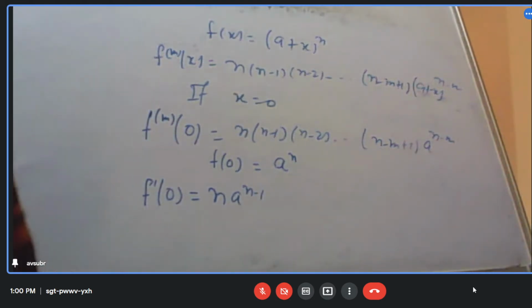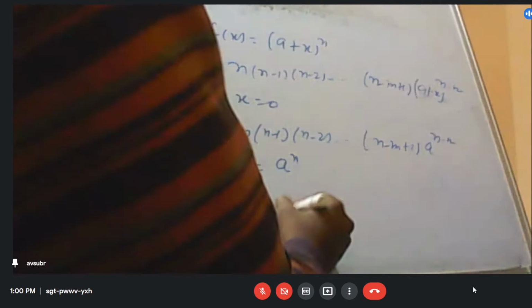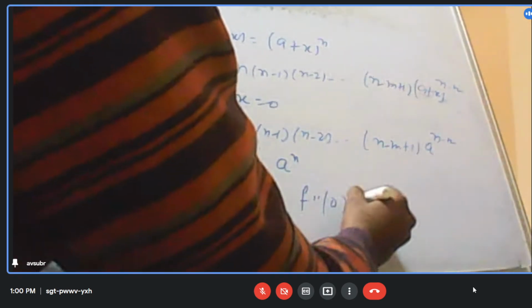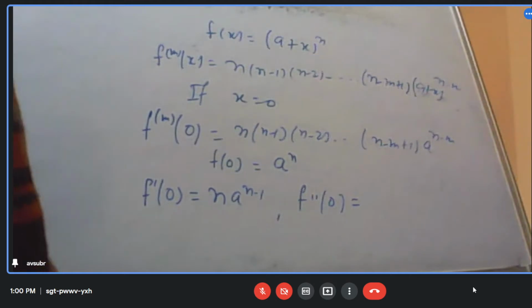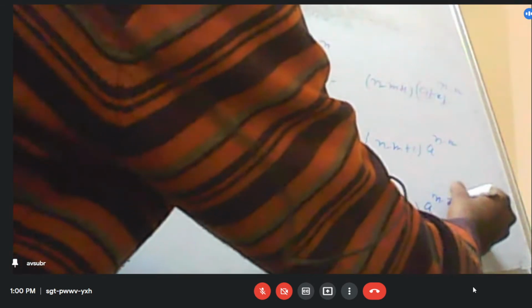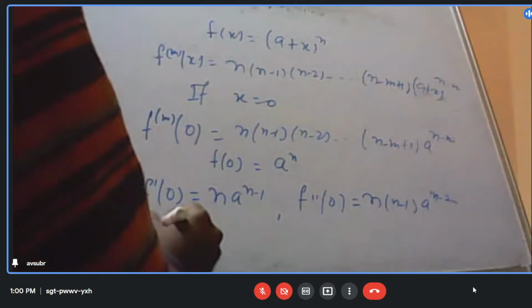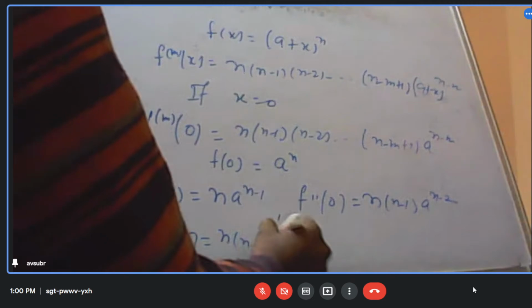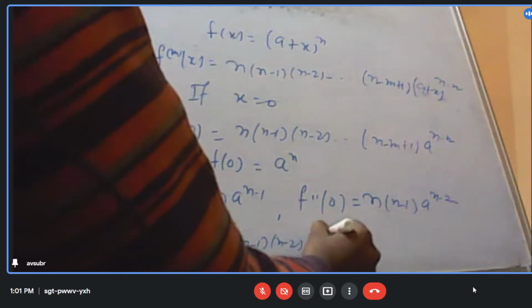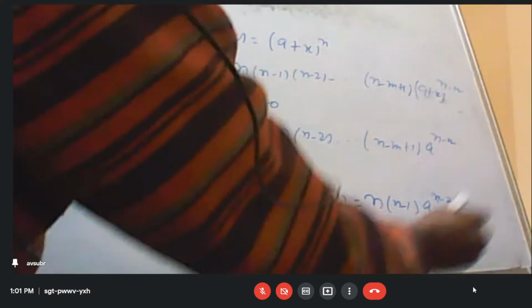Is it okay? The second derivative at x equal to 0 will be n into (n minus 1) a raised to the power (n minus 2). And the third derivative at x equal to 0 will be n into (n minus 1) into (n minus 2) a to the power (n minus 3), and like that it will continue.